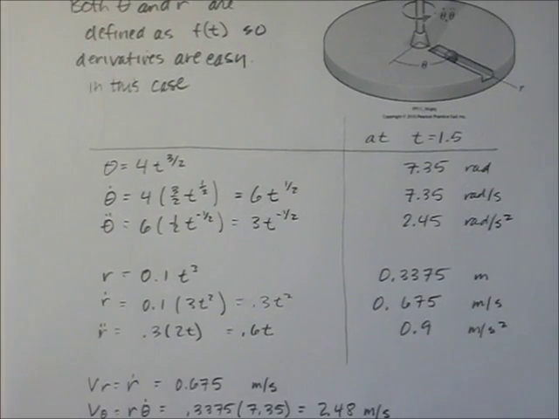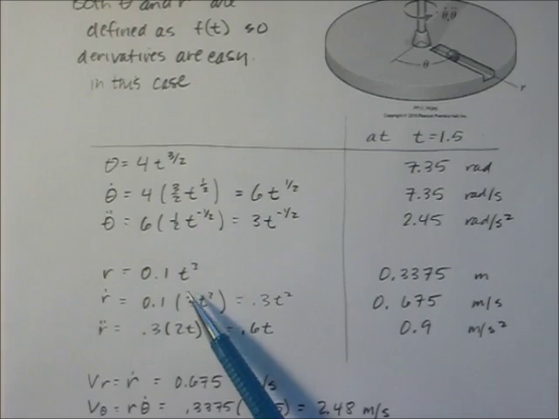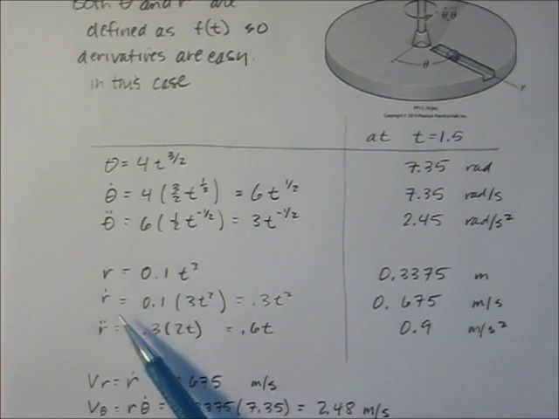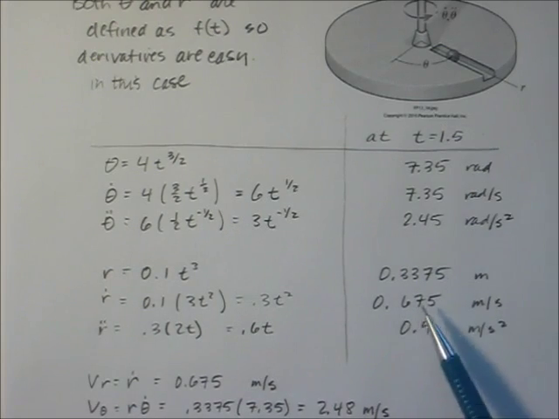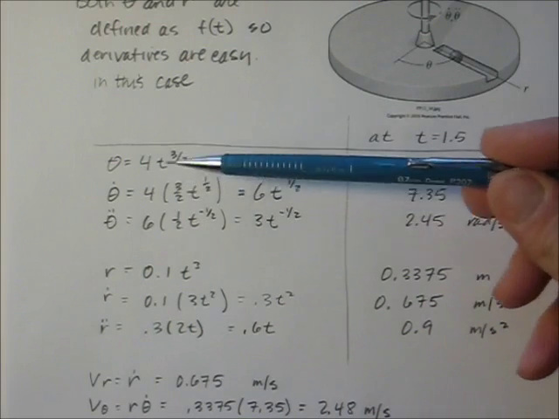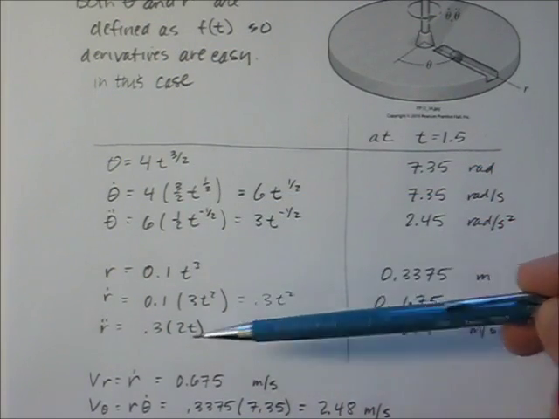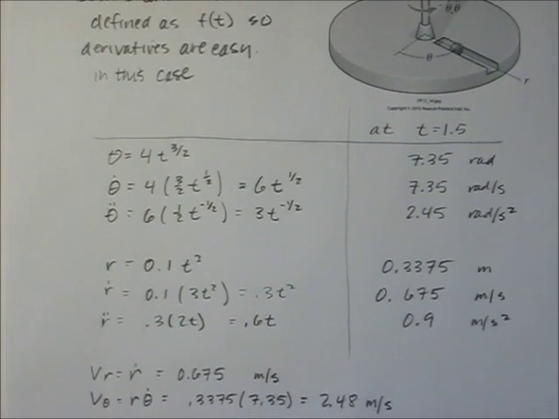Now let's look at r. R is also defined as a function of time, given in the problem as 0.1 t cubed. Taking the derivative, r dot is equal to 0.3 t squared, r double dot is 0.6 t. Evaluating those, we get those values. So once we find the numerical values of each of these components, remember the thetas are going to be defined in radians, radians per second, and radians per second squared, and the r's are going to be in meters or feet, some sort of length per second and second squared.